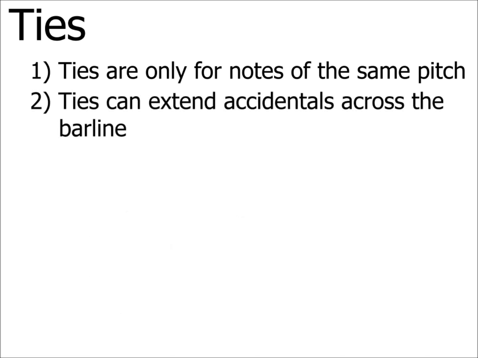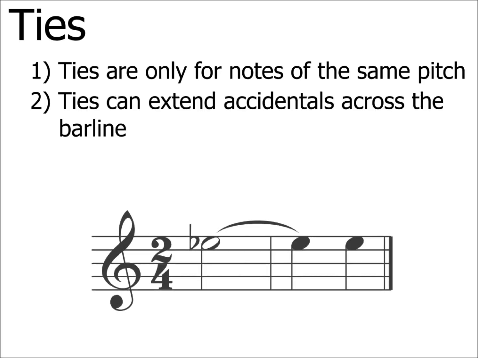Secondly, ties can extend accidentals across the bar line. By accidental, I mean sharps, flats, or naturals. The tie holds the accidental to the tied note. So the first note in this example is E flat, and so is this one. There's no need to write the flat symbol again. Now, what note would this be? It's an E, not an E flat, as this flat is in the previous bar.